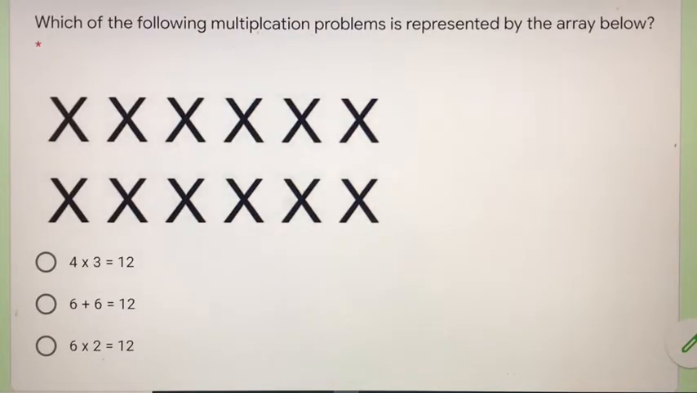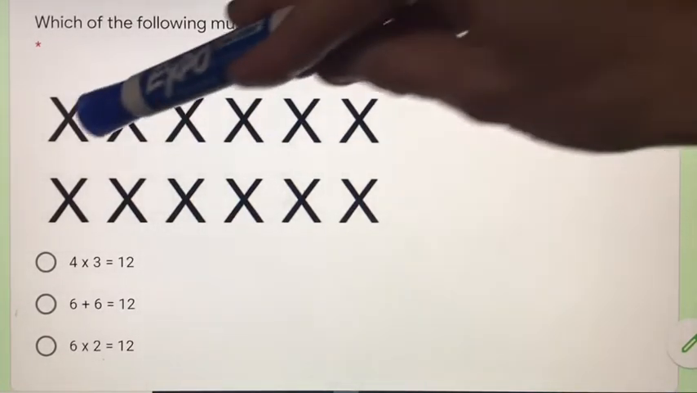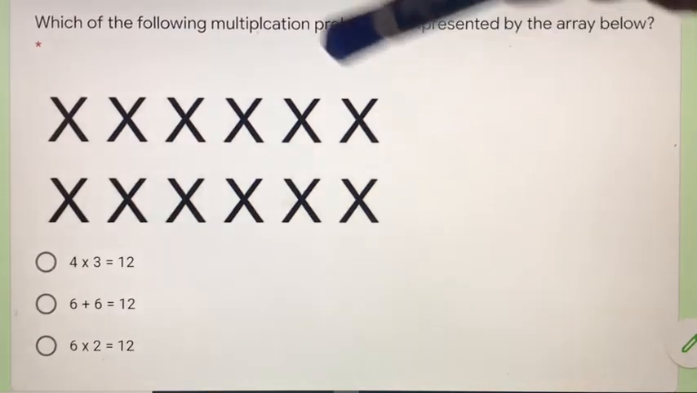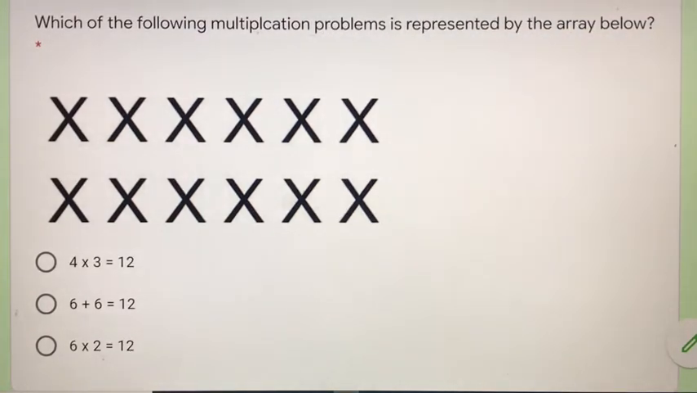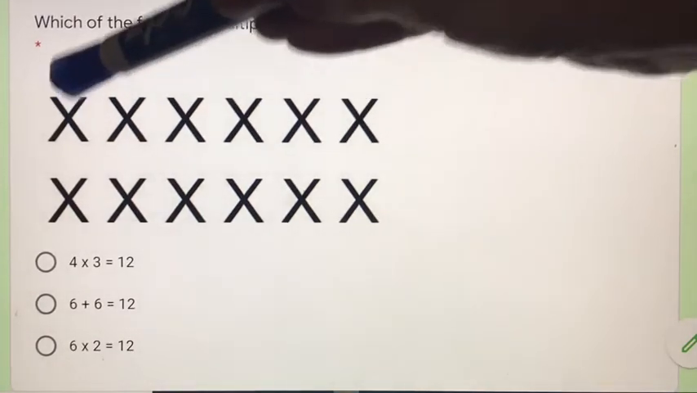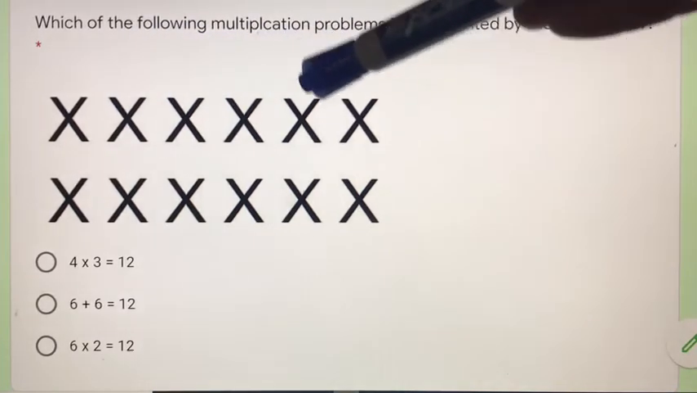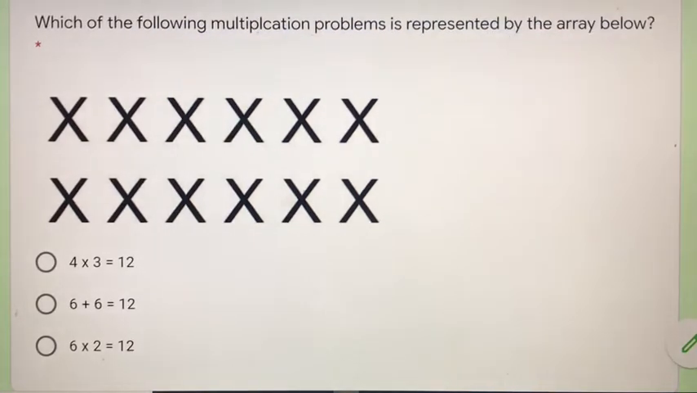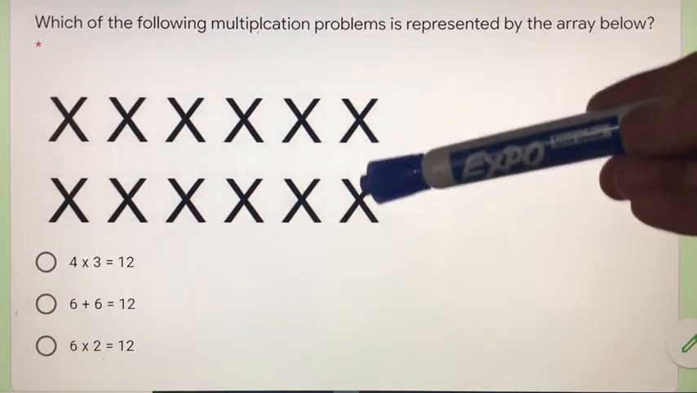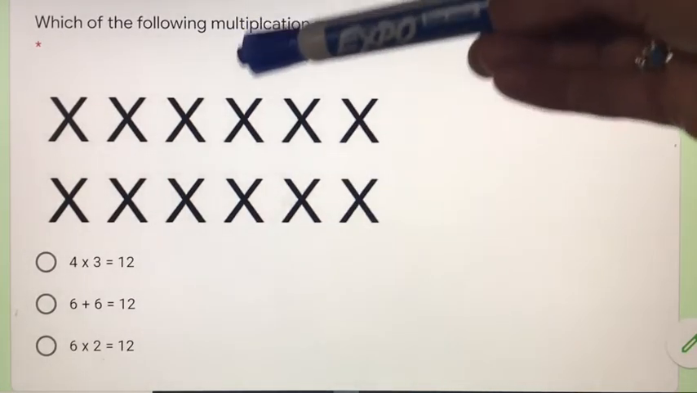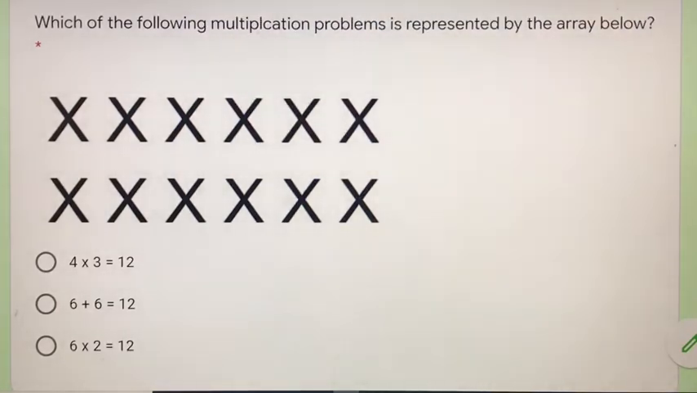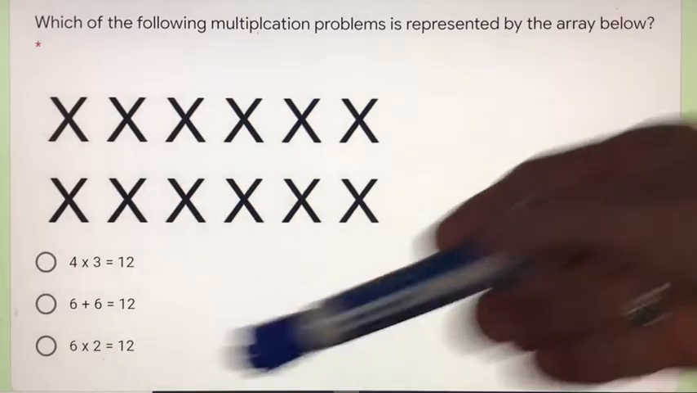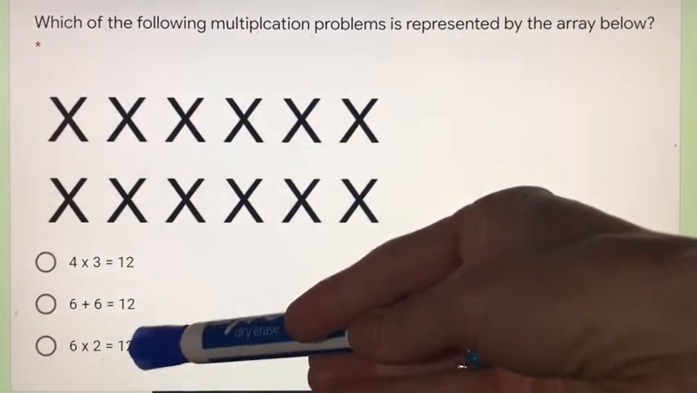Then I have x's, all right? So I just look at it, and my x's are going across and down as an array would. Across, I have 1, 2, 3, 4, 5, 6. So that number's going to be in the problem. Going down, I have 2 x's going down each column. So I need to look for a problem with a 6 and a 2. Oh, it looks like it should be that one. And that's a multiplication problem.